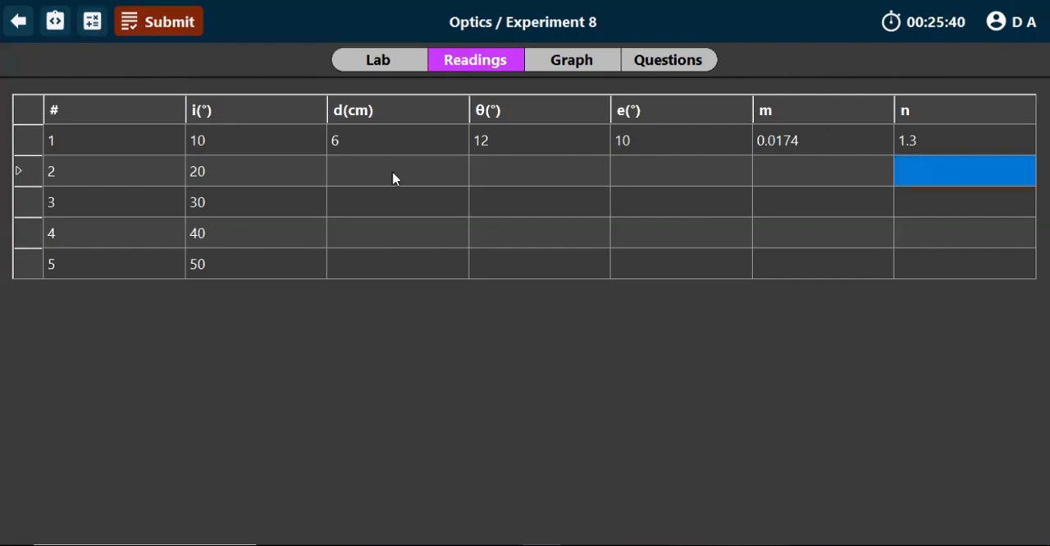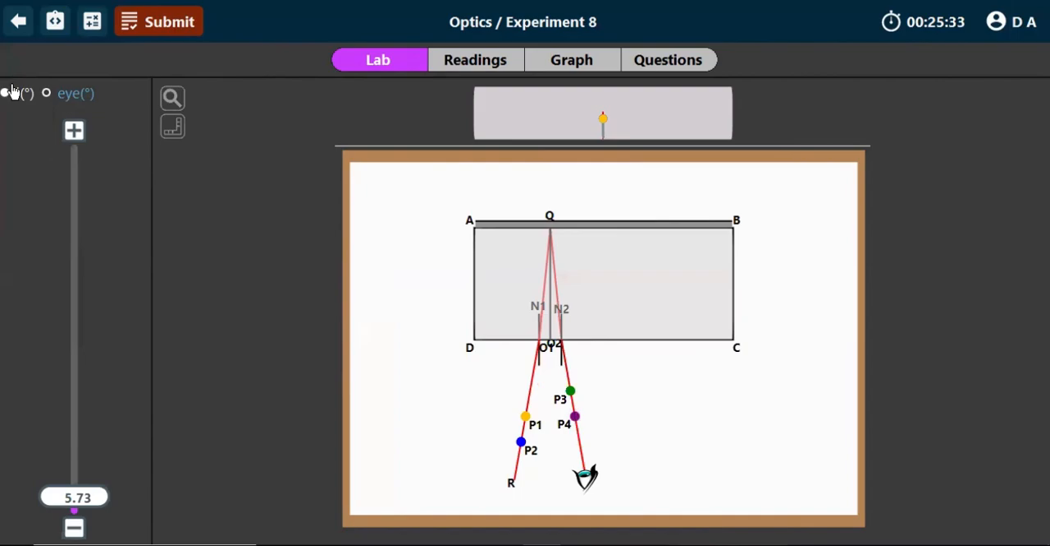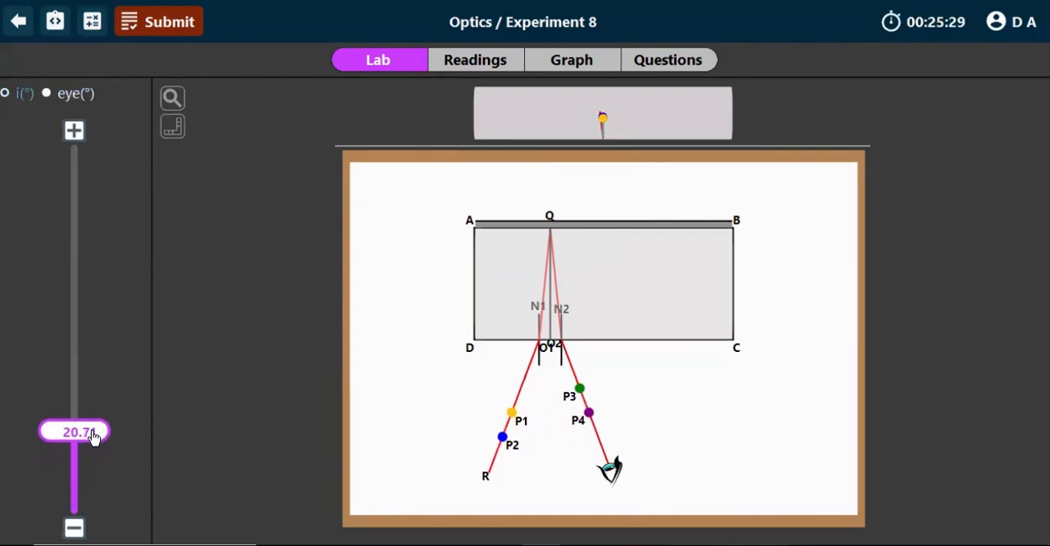Okay, so we will do the same thing for when I is 20. For when I is 20, what I'm going to do is to go back to this I and move it to 20. Then once you have 20, you go back to the I and adjust until you get the right angle. I'm going to quickly rush through this, and once I'm done filling all the readings, we'll get back to our graph and questions.